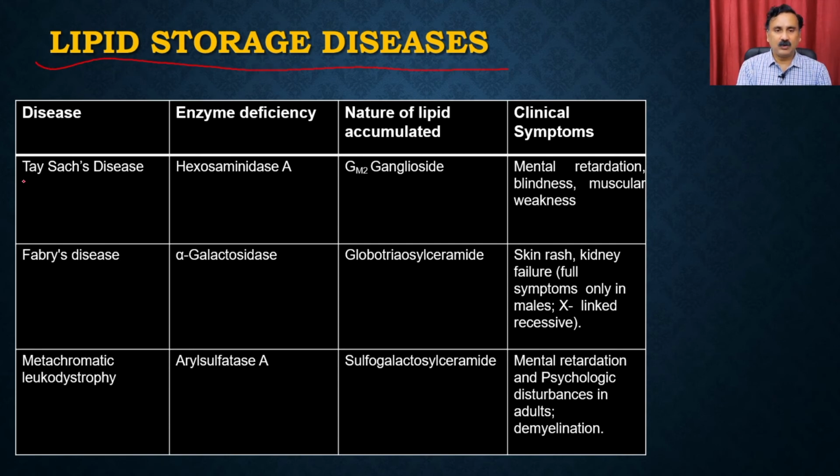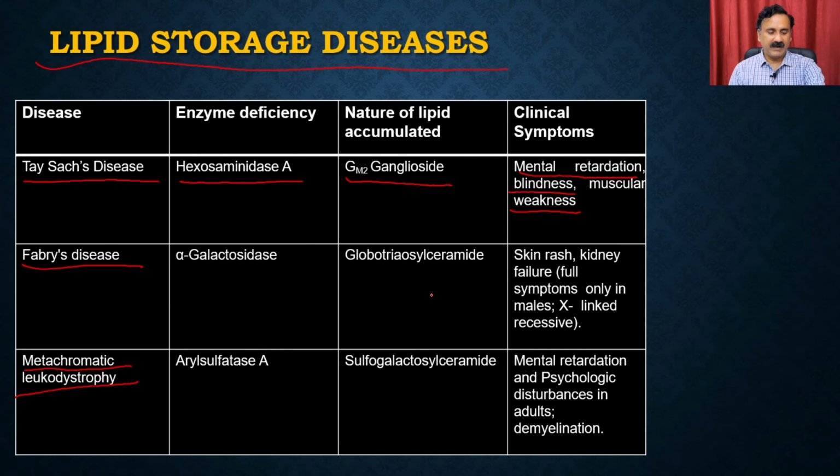For example, it can cause Tay-Sachs disease. Tay-Sachs disease happens because there is a deficiency of the hexosaminidase enzyme, and because of this there will be an accumulation of the GM2 ganglioside, and it is going to be responsible for mental retardation, blindness and muscular weakness. Similarly, you can have Fabry disease, you can have metachromatic leukodystrophy, and there are other kinds of fats that are going to be stored in different parts of the body.